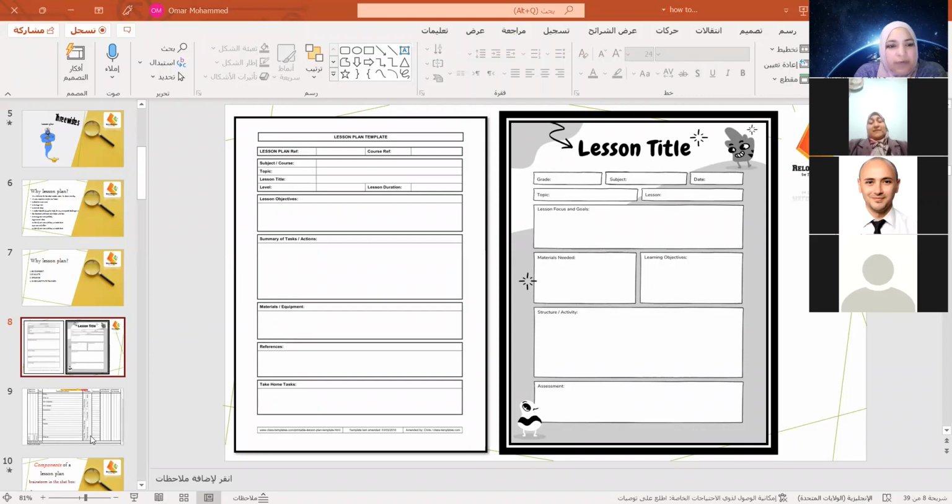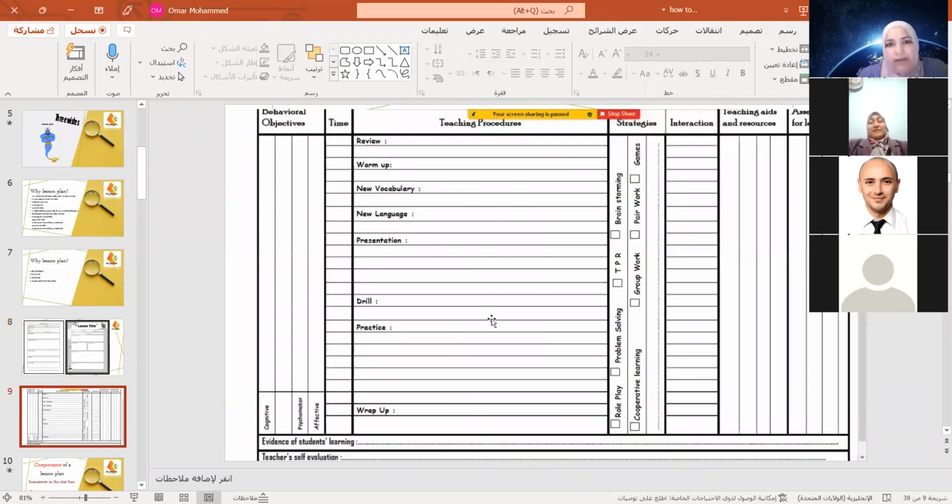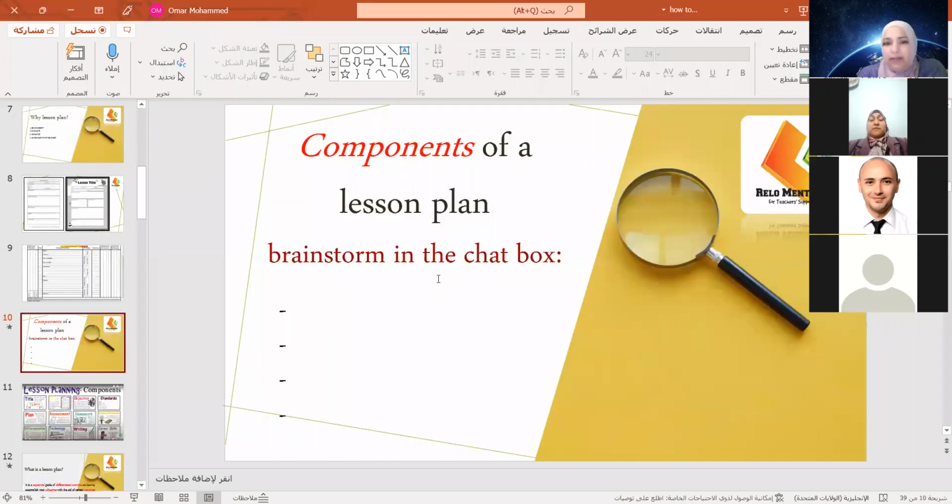So the first one on the left, she says that it has lots of details for the supervisors. Okay, another template here, which goes horizontal, it's teaching procedures, and on the other side, teaching aids and resources. So we have many templates. So from these lesson plan templates, what are the components of a lesson plan?